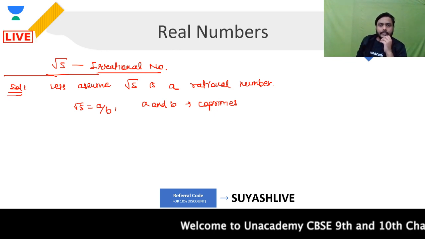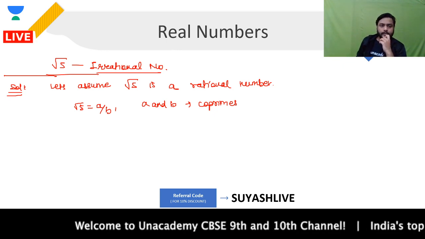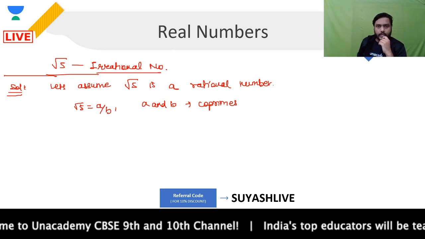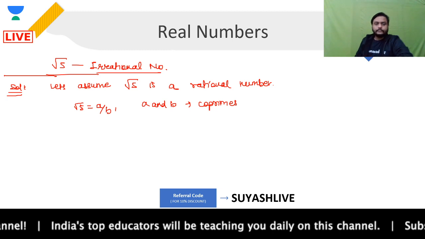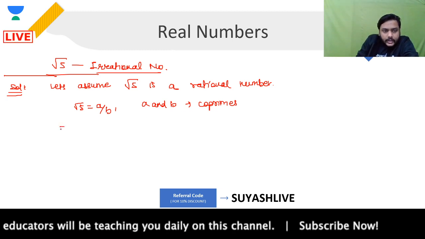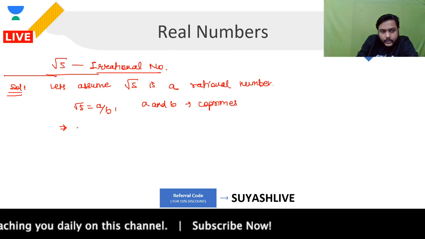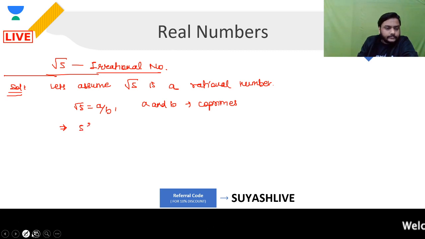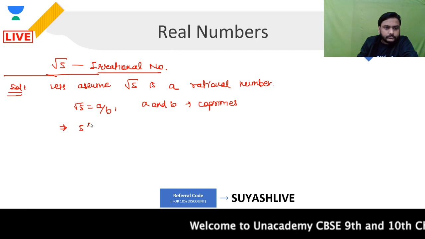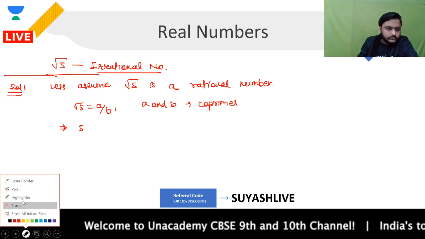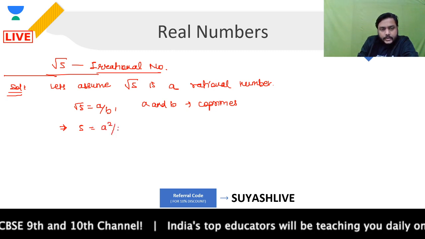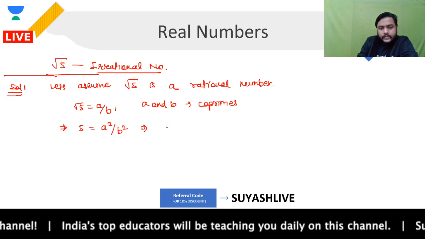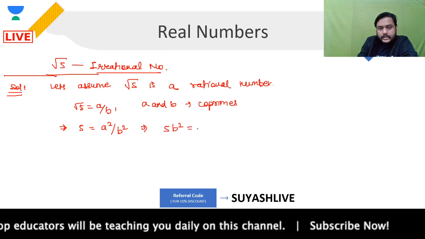So root 5 is a rational number, I assumed, and because it's a rational number, it can be represented in the form of a upon b, where a and b are co-prime numbers. Now, from here my calculation will start. First and foremost, squaring both the sides will give you 5 is equal to a square upon b square, and this will give you 5b square is equal to a square.